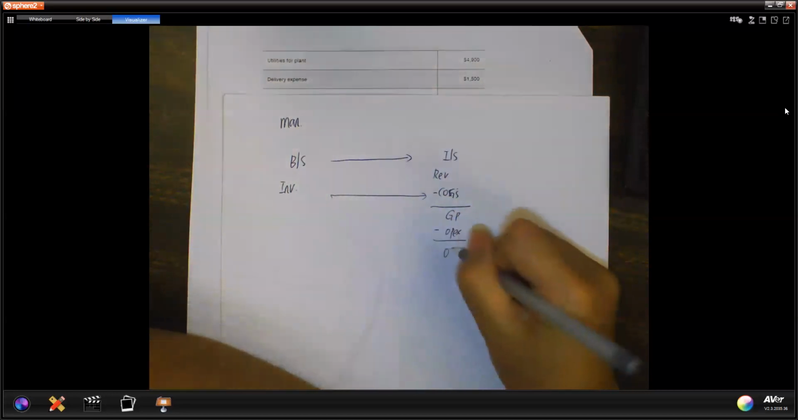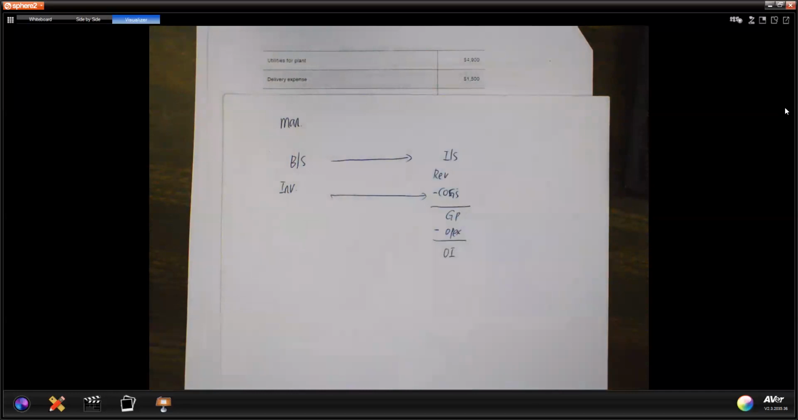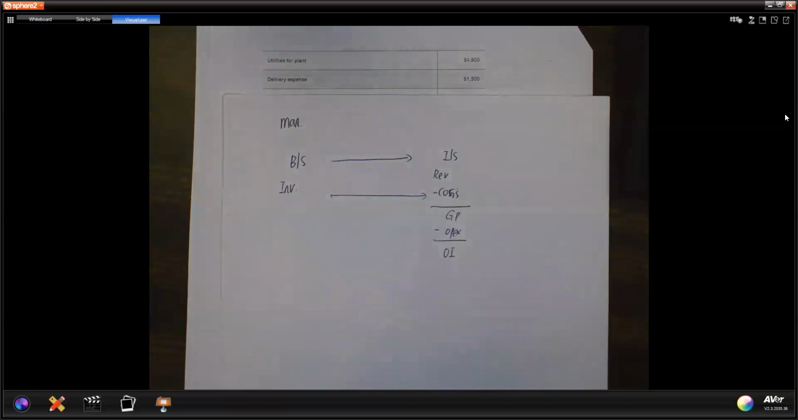And then you still have your revenue minus cost of goods sold, giving gross profit, minus all of your operating expense. So that gives you operating income. But why is it a little more complex? Because for a manufacturing company, you have 3 types of inventory. So I'll just make an example.